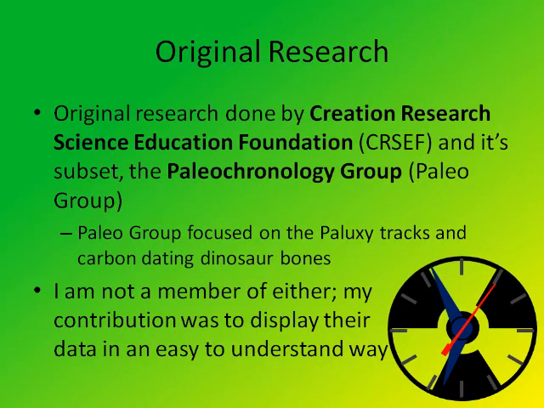One of the main people in this group was Hugh Miller, who has become very famous in creationist circles for his carbon dating research on this. Like I said, the Paleo Group was formed to focus on the Paluxy tracks and carbon dating of dinosaur bones. Now, I'm not a member of either of those groups, and my only contribution was to take the data that they had, which they were displaying in articles, in lists, in tables, and I thought to myself, there are so many different ways of graphing and analyzing data. There's got to be a better way to present it than in these lists and tables. So my contribution is the graphs that you'll be seeing in this presentation. That's my only contribution to this effort.